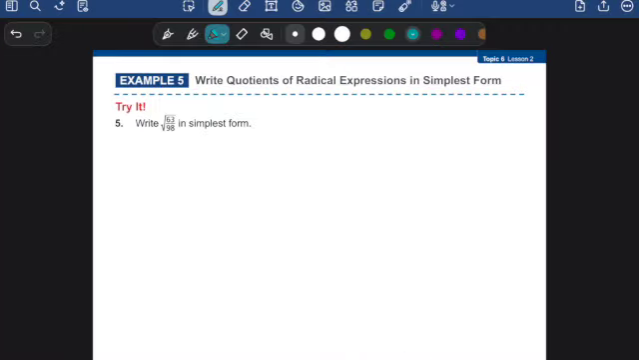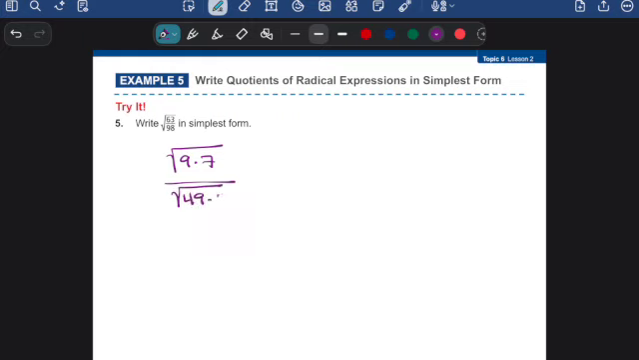Try it number 5. Write this square root. It's a square root, thank goodness. It's easier to look for perfect squares in its simplest form. So let's first write each radicand in its factors. I'm going to have the square root of 9 times 7. I know I'm going to use 9 because it's a perfect square. Over 98 is the square root of 49 times 2. Okay, 49 times 2 is 98, and 49 is a perfect square.